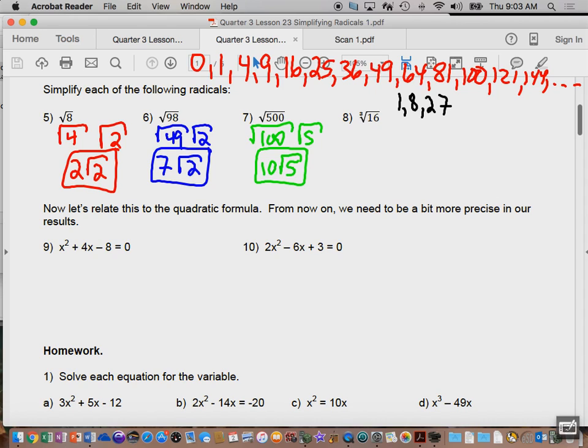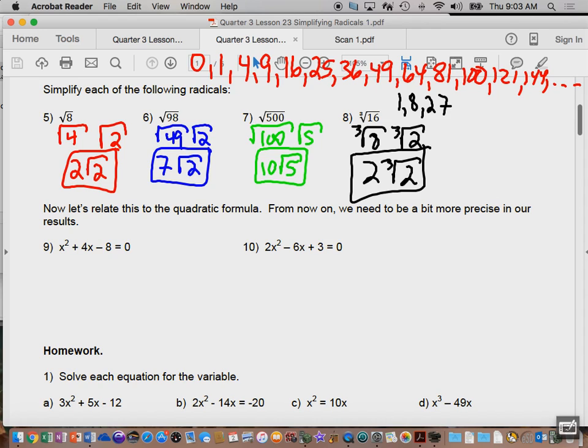At first, cubes look like they're going to be really hard, but you can't really do too many of them because they get so big so fast that it's not that hard to do. What's the biggest perfect cube that divides into 16? 8. 8, good. So this is going to be the cube root of 8 times the cube root of 2. What is the cube root of 8, everybody? 2. So I get 2 cube root of 2. Any questions?